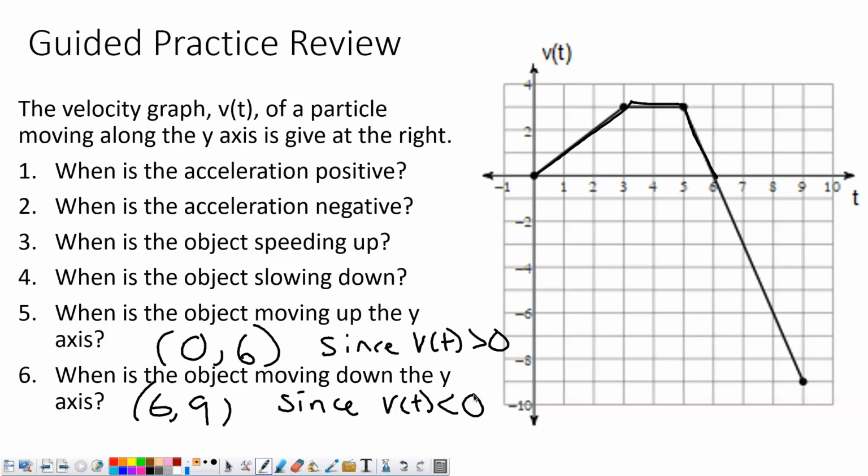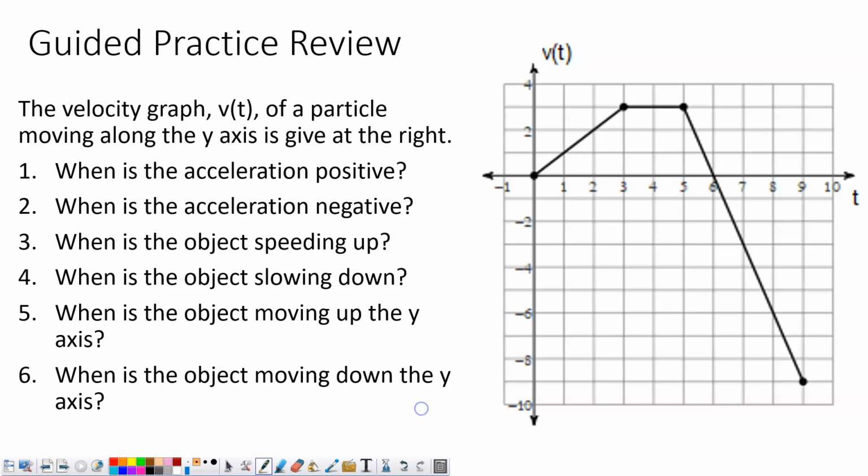Okay, I think that's it for those guided practice questions. So that was just some review. That's stuff that we've already done. We haven't looked at it in a little while, but hopefully that was helpful to you guys. Seeing the relationship between position, velocity, and acceleration, and speed, and how to determine those by looking at a graph. All right.